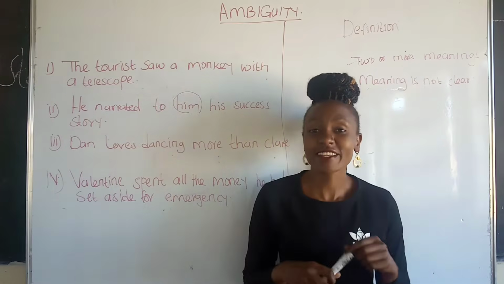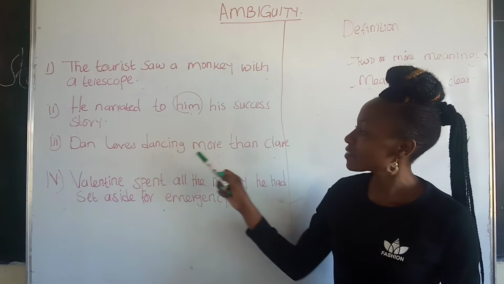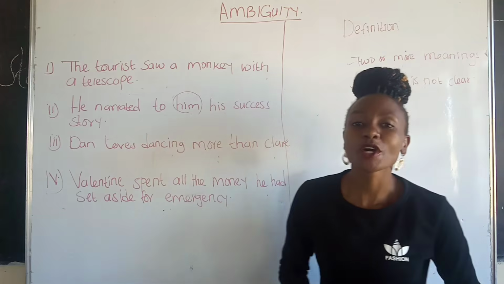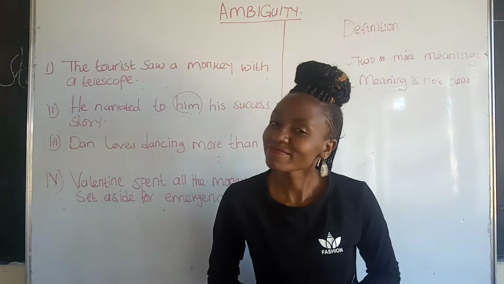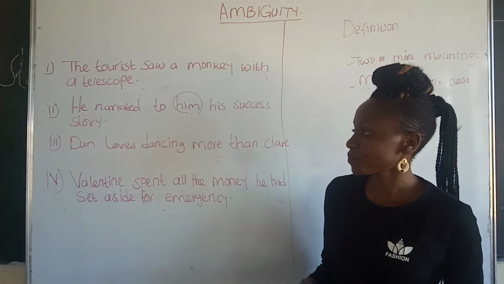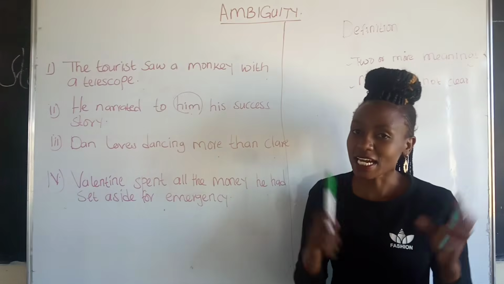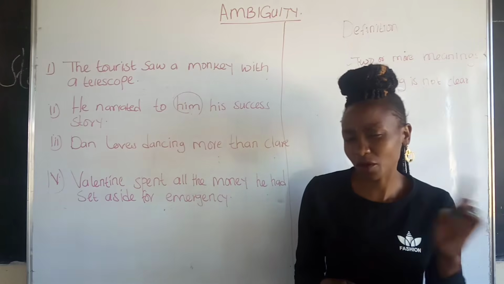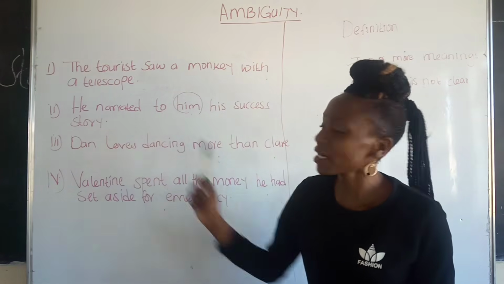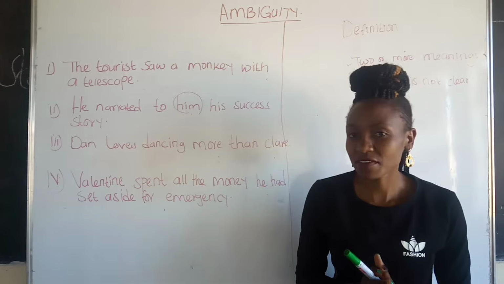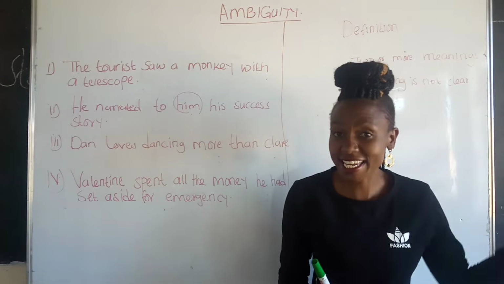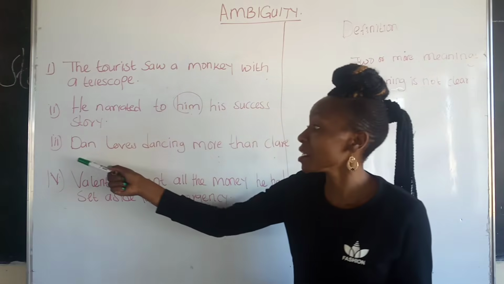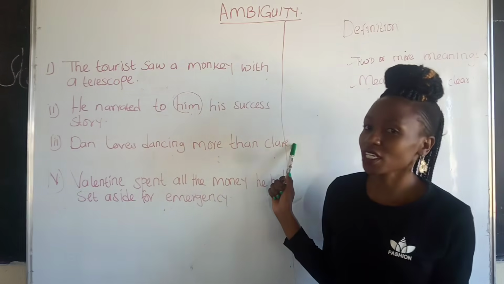Okay, for the dancers in the house, Dan loves dancing more than Claire. The first meaning is, Dan loves dancing more than he loves Claire. That could be one. And number two, Dan loves dancing more than Claire does. So we are not sure which meaning the person wants to communicate.